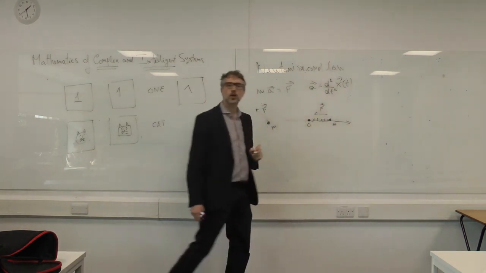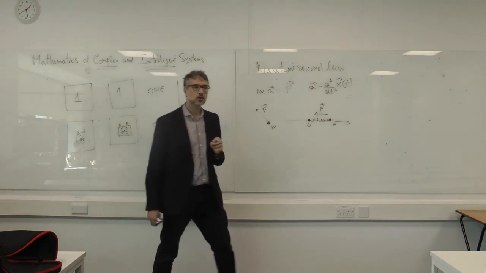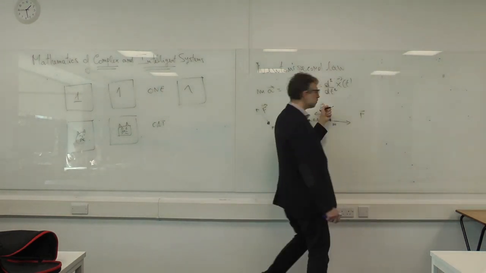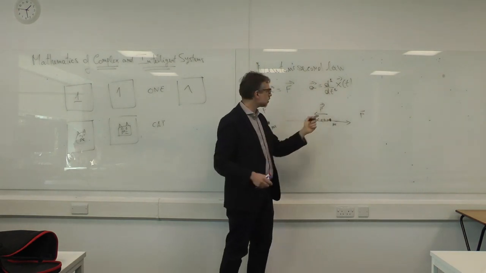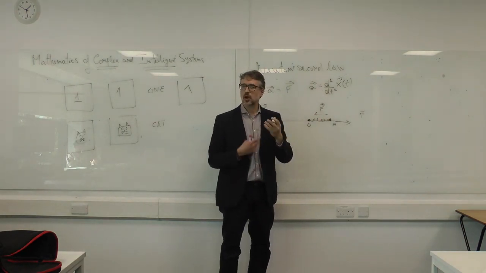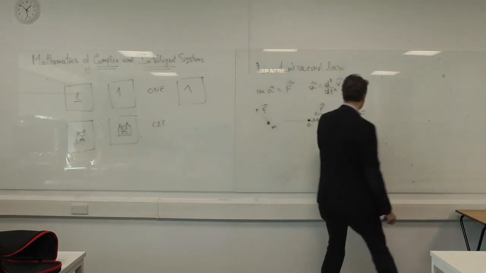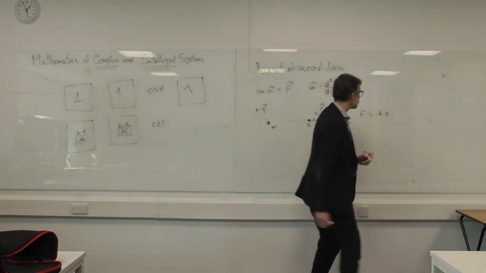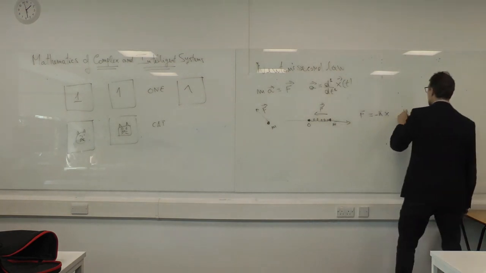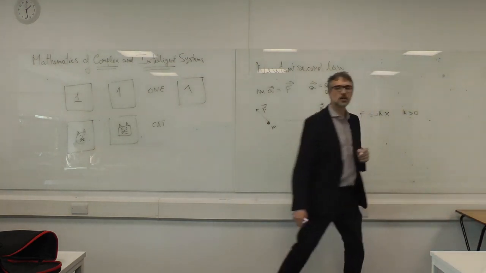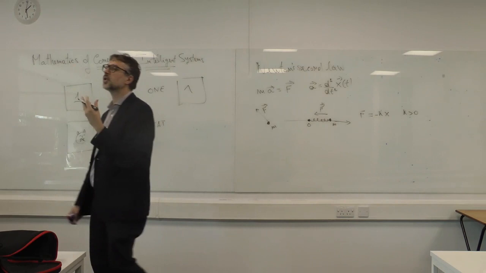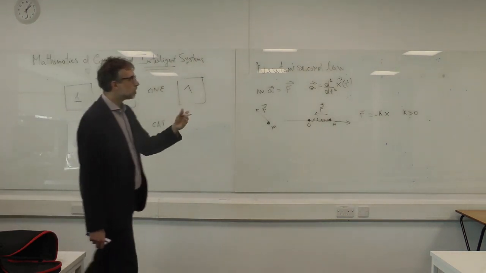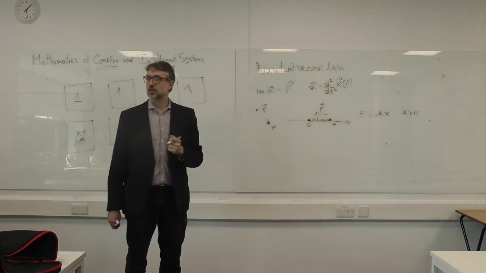A central force always points to the center, O. Since it's a one-dimensional problem, I can remove the vector sign. So F is just a component of the force. The force is defined, in this example, as minus k times x, where k is a positive constant. This is called Hooke's law. It's a simple example of a force which changes linearly in space.